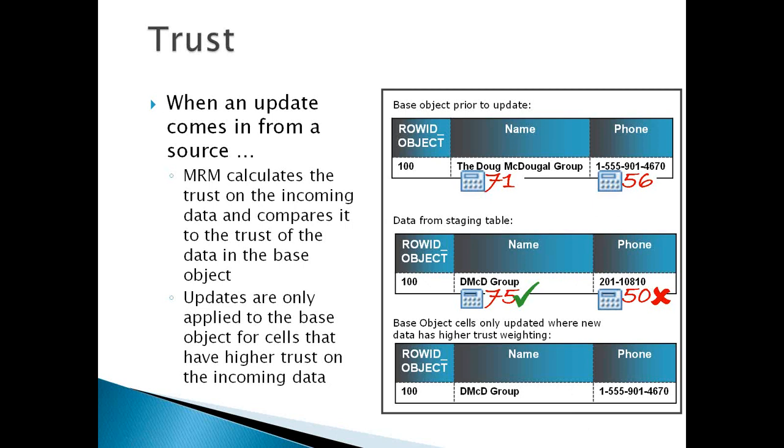So the XREF table always maintains the latest data from a source system, but that might not be there at your base object level, because the base object level will only take it if it is more trusted. If it is less trusted, it will not go. So these are the two scenarios when the trust and the validation rules are applied.